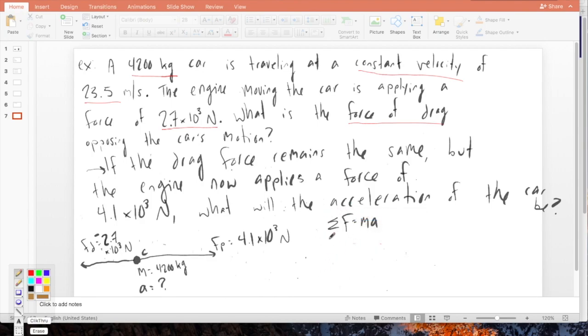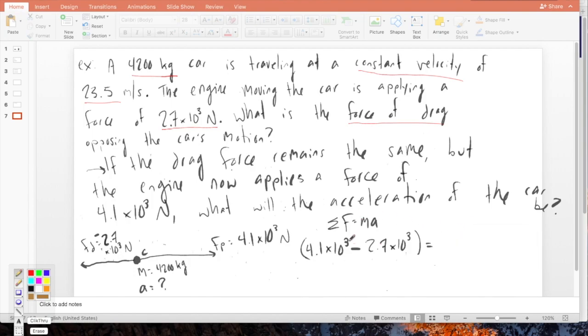What does this tell me to do? It tells me to take my forces and add them up. So I'm going to get a positive 4.1 times 10 to the third plus minus 2.7 times 10 to the third. I'm just going to call that minus 2.7 times 10 to the third. So there's my sigma F, my sum of the forces. So I've expanded the left side of this equation. If I solve that, the sum of the forces is going to give me a number. 4.1 times 10 to the third minus 2.7 times 10 to the third.